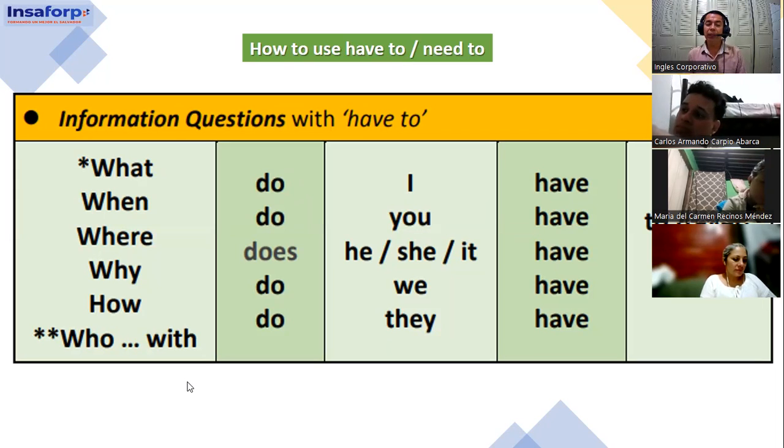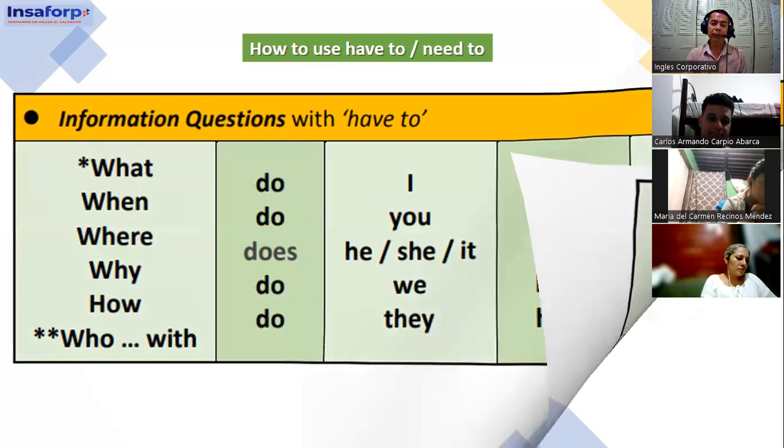So we talk about obligation, right? Also, here, instead of have to, we can say need to, right? So I say, why do you need to study English? Why do you need to study English? Then you say, because I like it, or because I need to get a job or to travel, et cetera, right? So we have the use of have to, need to, and affirmative, negative, yes, no question, and information question. This is the theory, right? Now, it's time to practice.